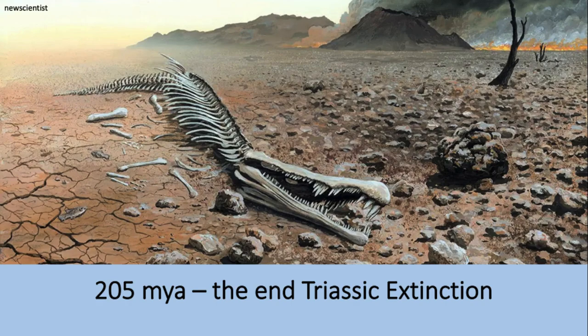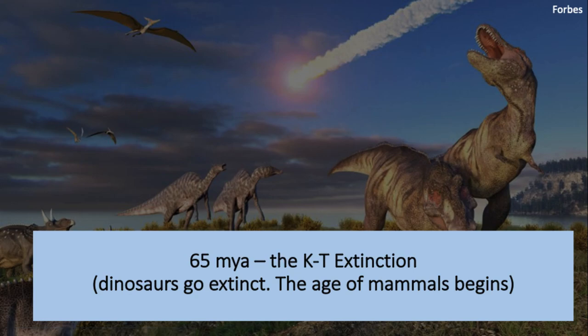But the dinosaurs still reigned supreme until 65 million years ago, when we have something called the KT extinction, or the Cretaceous Tertiary Boundary extinction. The dinosaurs went extinct and the age of mammals began. 65 million years ever since then, mammals have been in charge.